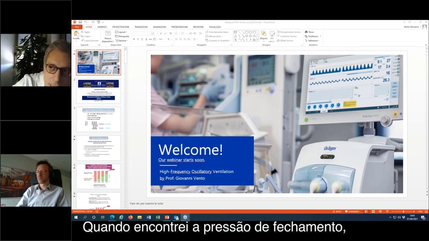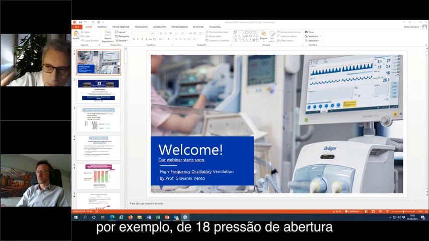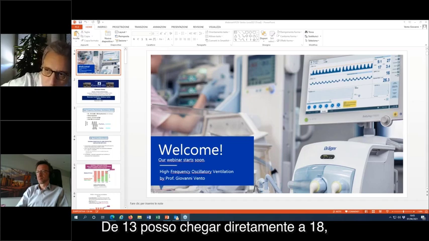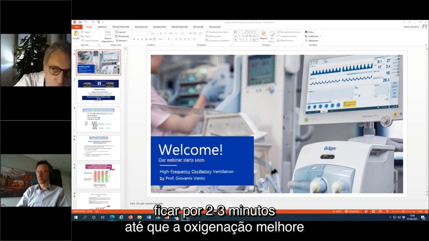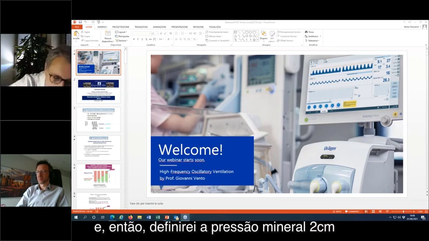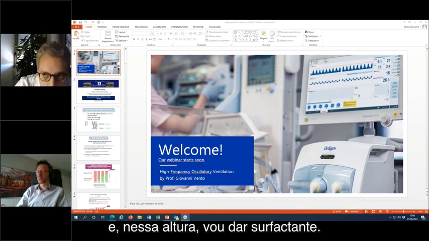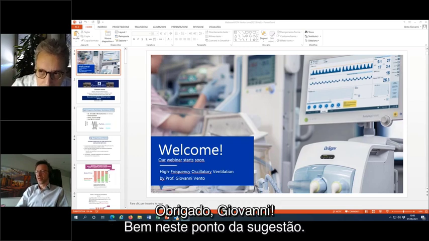Okay, and when I find the closing pressure, for example, from 18 opening pressure to 13 closing pressure, from 13 I can arrive directly to 18, stay for 2-3 minutes until oxygenation improves, and then I will set the mean airway pressure 2 centimeters above the closing pressure, in this case from 13 to 15. And at this point, I will give surfactant. Okay, thank you.